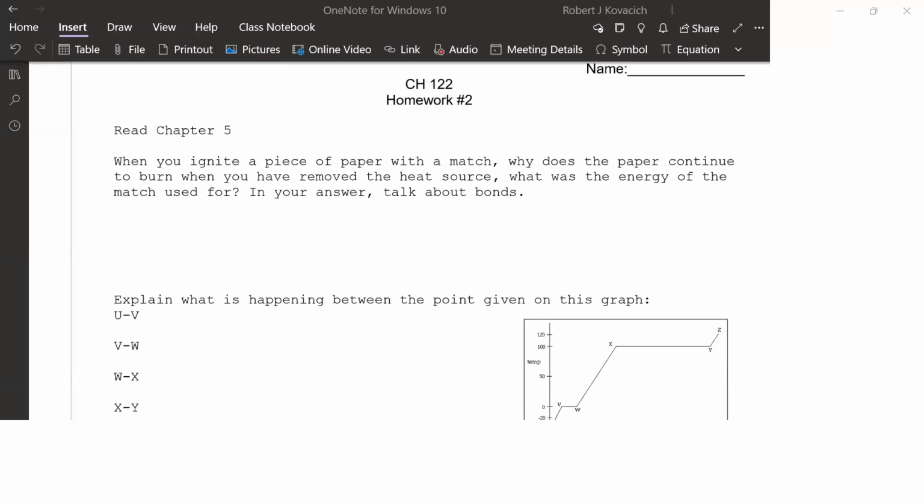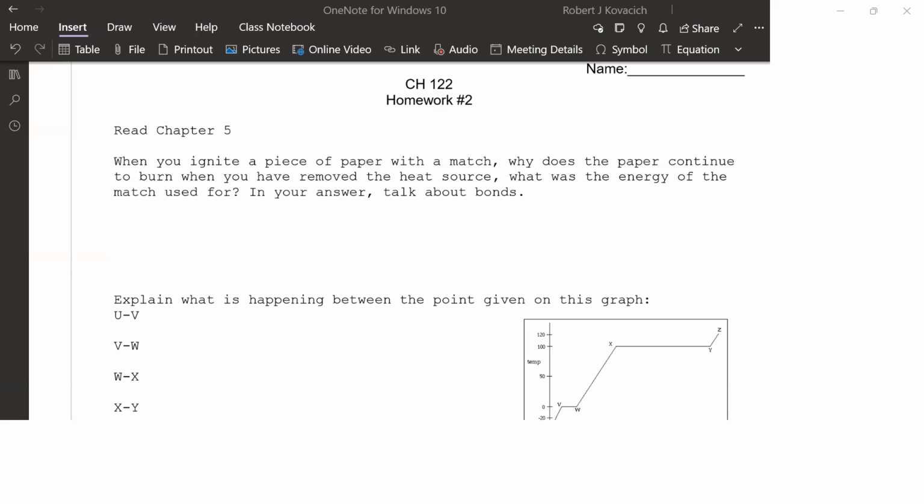Okay, I'm going to do a review here of homework two. The first one here, we're talking about when you ignite a piece of paper, why does the paper continue to burn after you've removed the heat source? What's the energy source used for to start with? So I want us to talk about bonds.